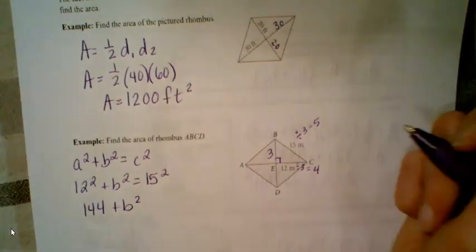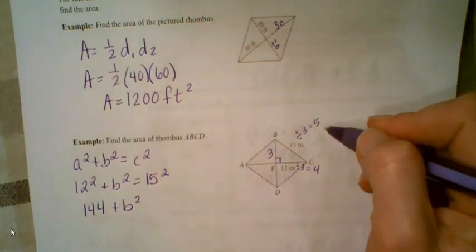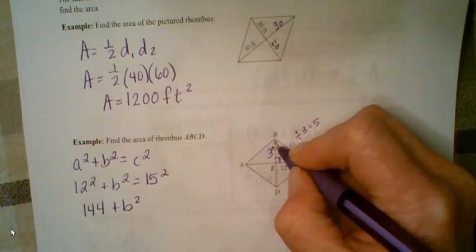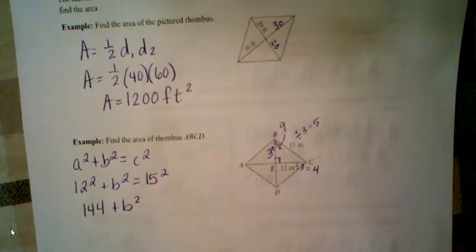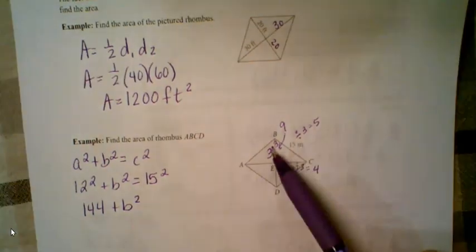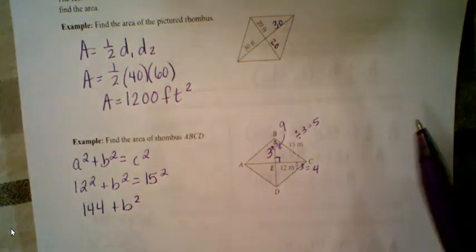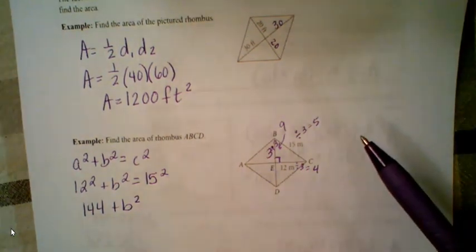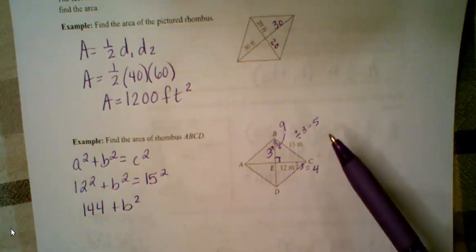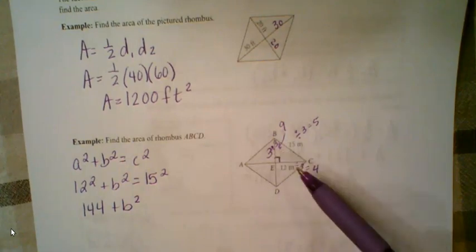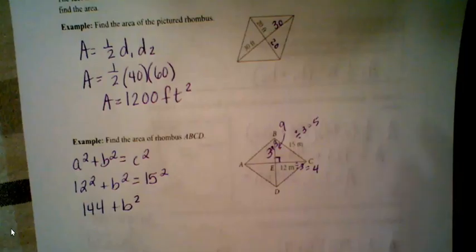So because it's a 3, 4, 5 triangle, I can simply do 3 times 3. This side must be 9. Because it's not exactly 3, 4, 5, it's multiples of 3, 4, 5. So 9, 12, and 15 simplify down to 3, 4, and 5.